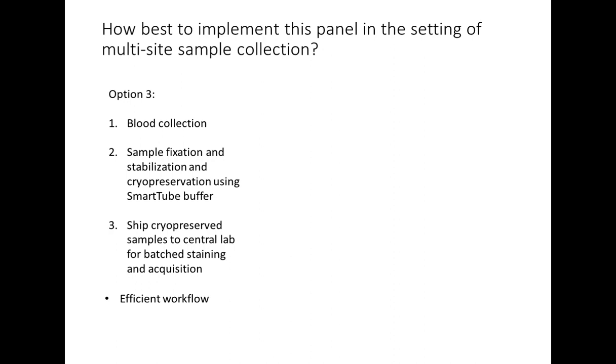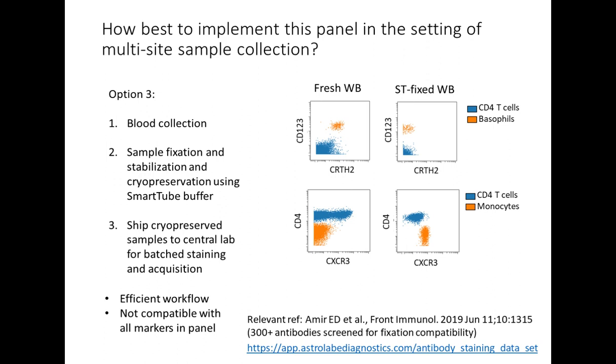So a third option is to collect that blood and to stabilize it at the site of collection. One buffer that we use routinely for this is the Smart Tube buffer, which is an effective way of being able to fix, stabilize, and ultimately cryopreserve blood. And this cryopreserved blood, as it's now essentially frozen, can be shipped to a central lab for batch staining. The advantage of this is it's a very efficient workflow because stabilizing blood is much easier than staining blood. It's essentially just the addition of a single buffer to a tube and then shifting that tube to a freezer. A downside, though, is that because fixation is involved, there are certain epitopes that are going to be impacted by this. So I'm showing 2 examples here.